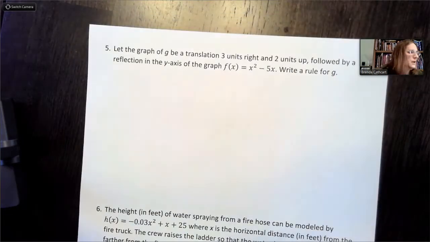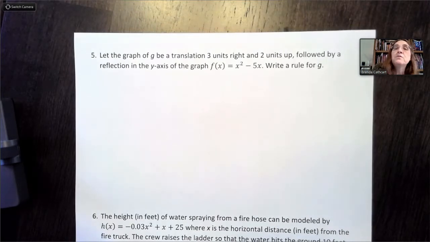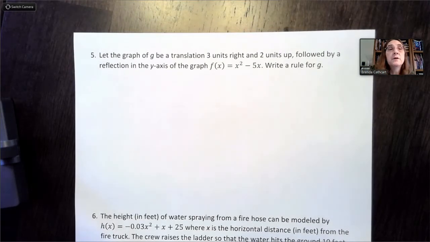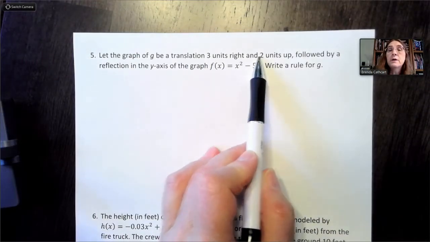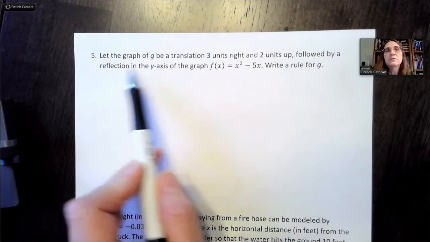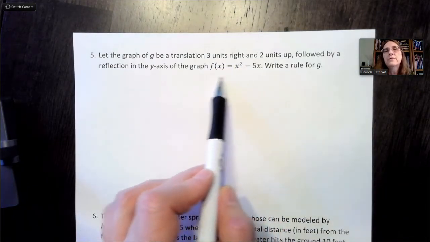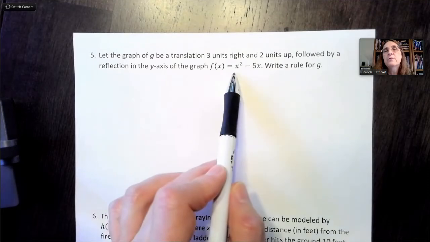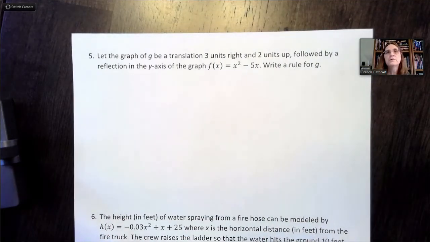Okay. Almost done. 2 more examples. Let's do another one very similar to our last one. We're going to have G as a translation, 3 right and 2 units up, followed by a reflection in the y-axis. And this time we're starting with a different parent function. We're starting with f of x equals x squared minus 5x. We want to end up with a rule for G.